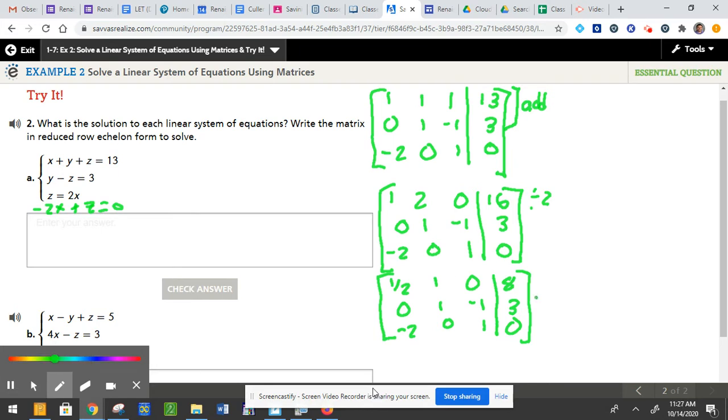Actually, before I subtract, I'm going to add these two together. And that'll create another 0 here. So I'm going to have that 1/2, 1, 0, 8. I'm going to hold that for the next part. My second row is now going to be the combination of the second row and the third row from the last matrix. So when I add those together, I get negative 2, 1, 0, 3. And then my third row is going to stay what it is: negative 2, 0, 1, 0.